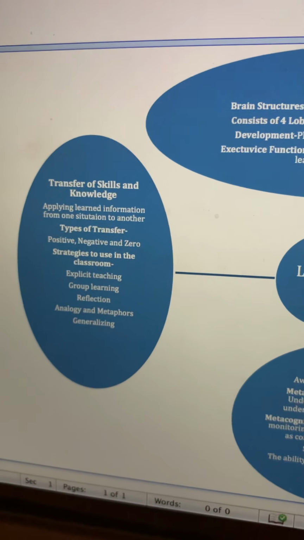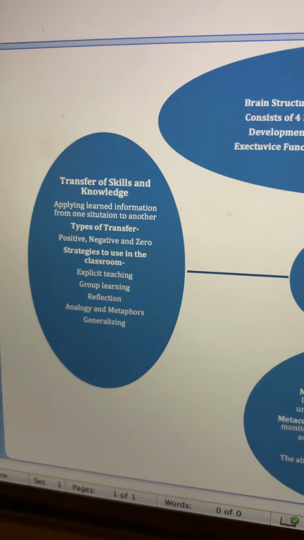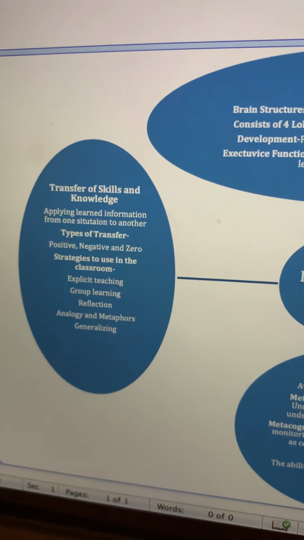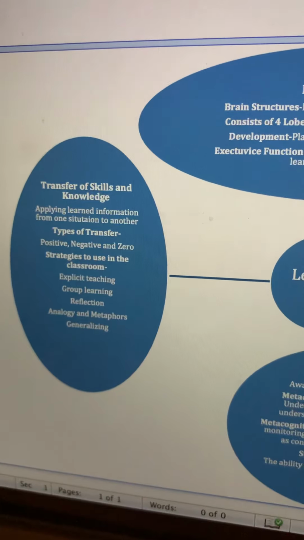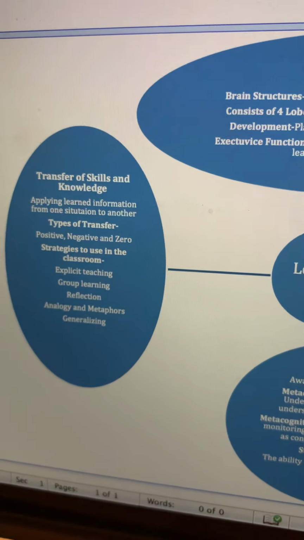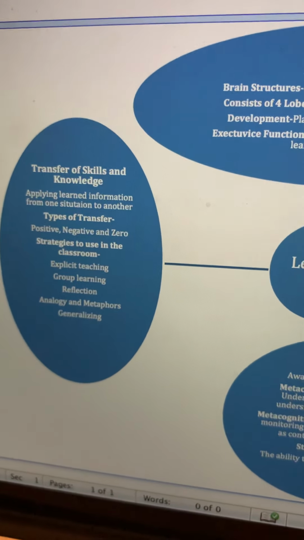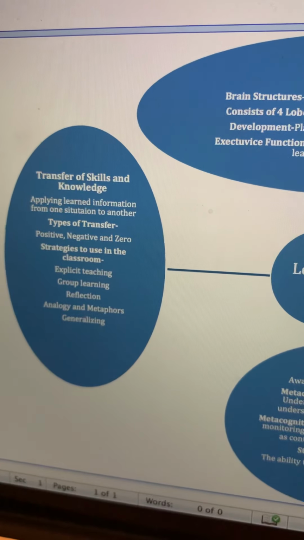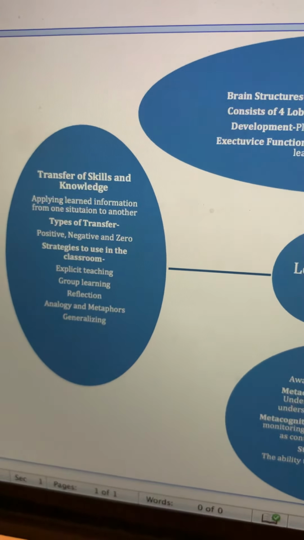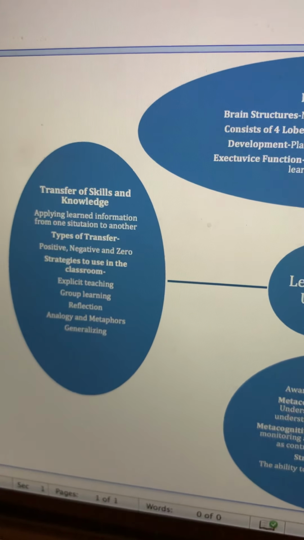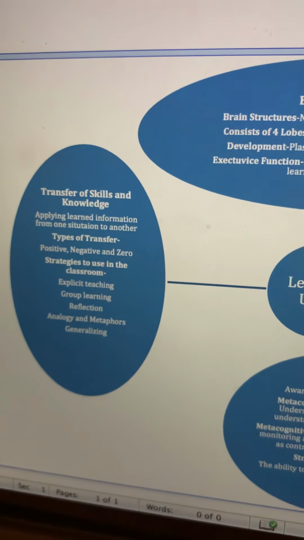And the final module discussed the transfer of skills and knowledge. Applying learned information from one situation to another. There are types of transfers, which is positive, negative, and zero. Strategies to use in the classroom are explicit teaching, group learning, reflection, and using analogy and metaphors in teaching, as well as generalizing.